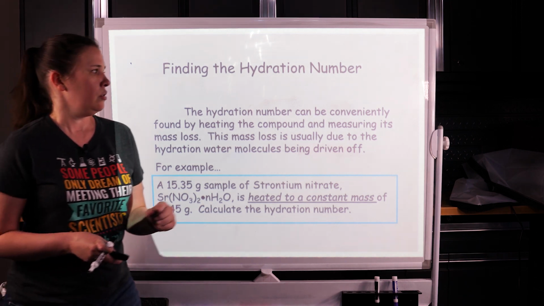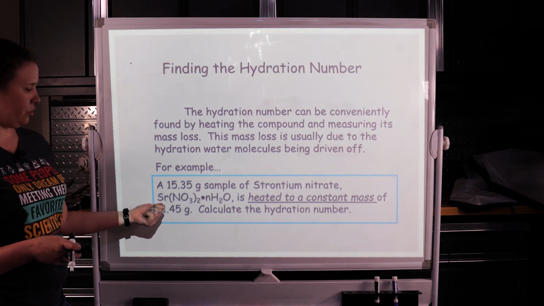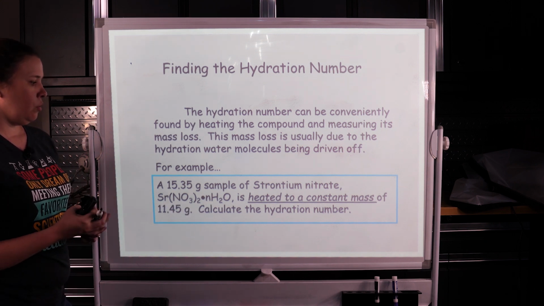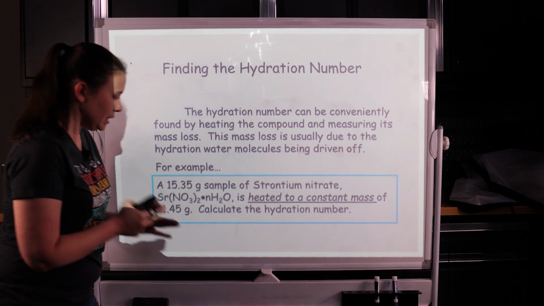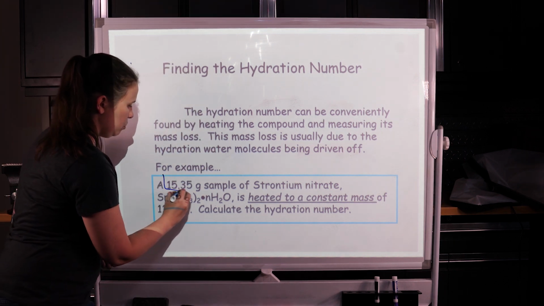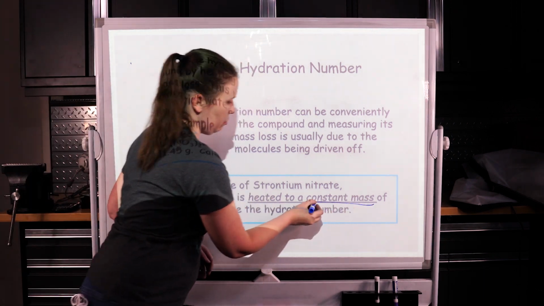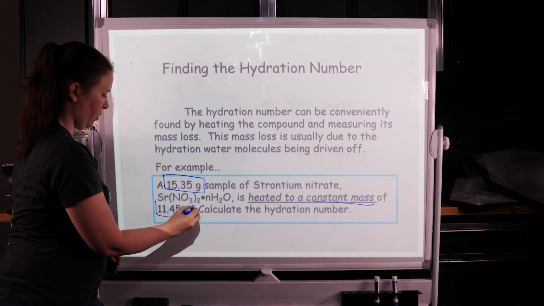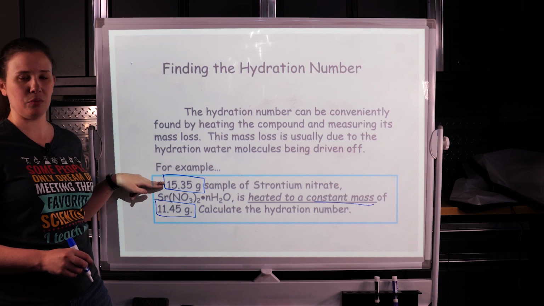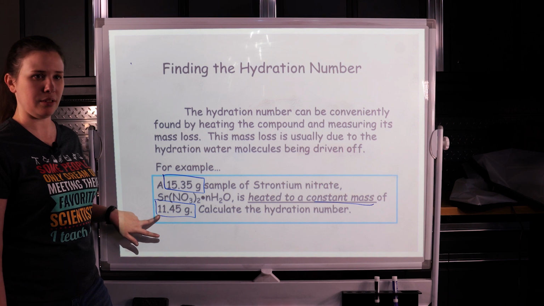All right. So with this example, we're using a hydrate called strontium nitrate, and it's attached to some number of water molecules. What it gives me is the mass that I completely start with in the very beginning when it's still hydrated, this 15.35 grams, but then also it's giving me the constant mass of 11.45 grams. So this would represent the total amount of the sample that I'm starting with, and this would represent the amount that's left after dehydration is complete.